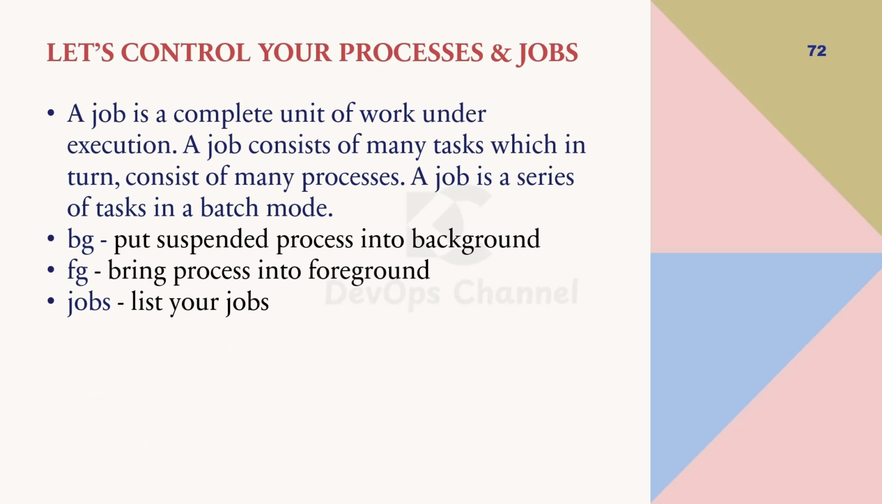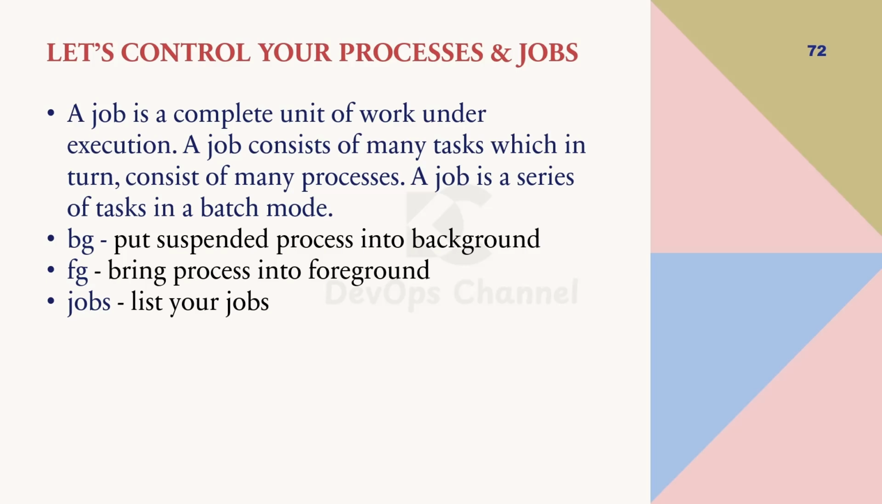What is the difference between a process and a job? A job is a complete unit of work under execution. A job may consist of many tasks, which in turn consist of many processes. A job is a set of tasks in batch mode, so they might run one after another. Programs are basically written to execute a job only, right? A process is basically a program under execution.